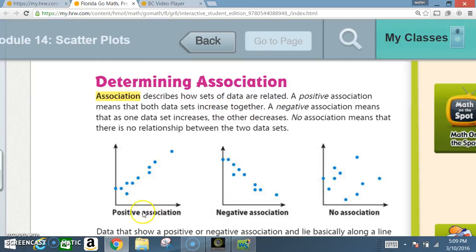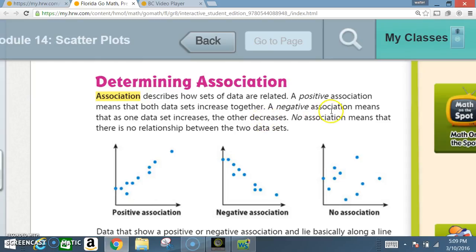Here is a positive association. Also, a term used is correlation. Positive association or positive correlation. Notice everything is going in the same direction. As X is increasing, so is Y. So that's why it's going up in a positive direction. Y is going positive, X is going positive.